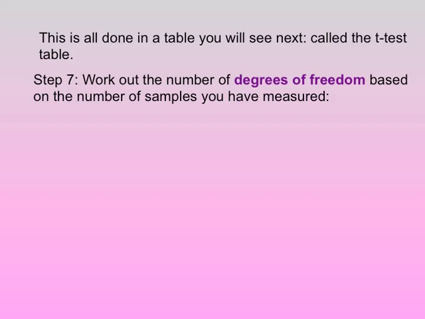But step number 7, in order to use this table, you need to work out the number of degrees of freedom. What degrees of freedom is, you don't need to know, but you need to know that it's based on the number of samples you have measured. The degrees of freedom is the total number of samples minus 2. Here we have 15 students from class C1 plus 15 students from class D8 minus 2. That's going to give us the number 28. So we can say that we have 28 degrees of freedom.